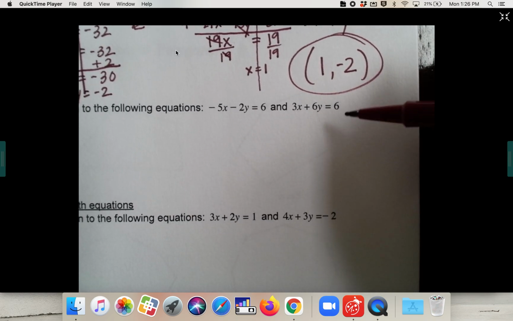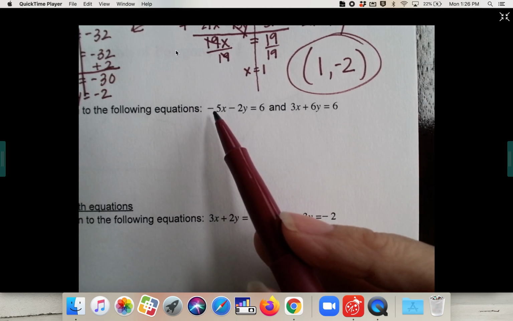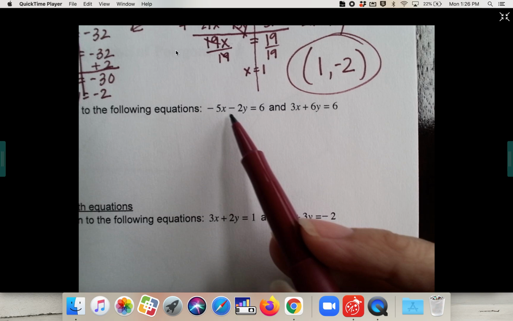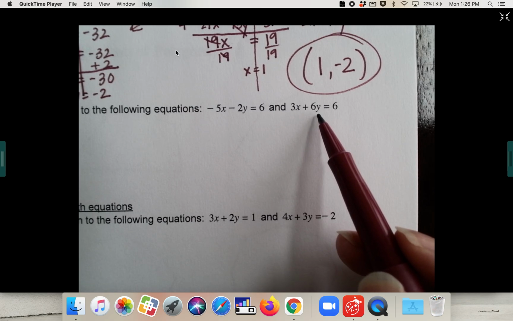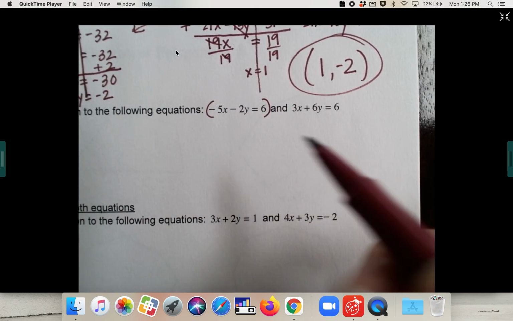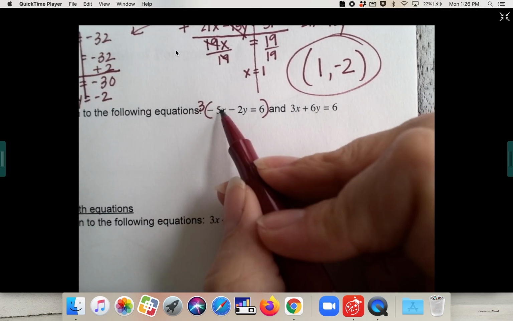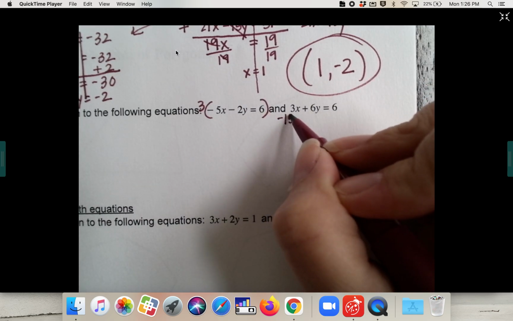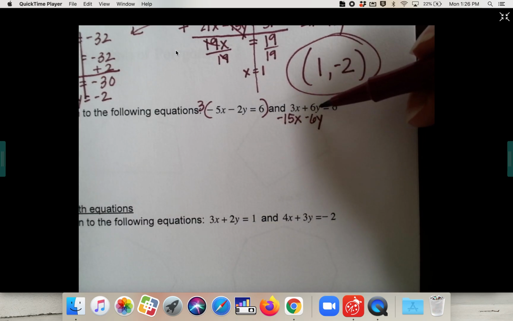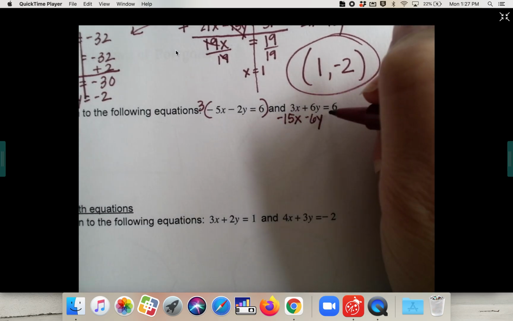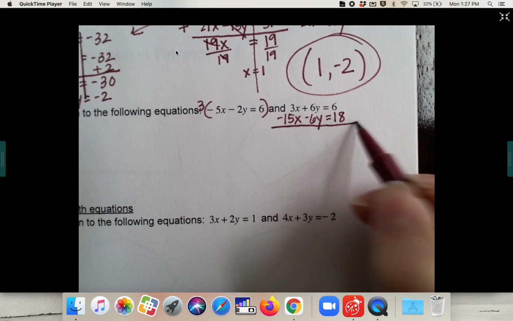All right, let's try the next one. So negative 5 and 3, I can't just take 3 and double it to get negative 5. That won't work. But I can take negative 2y and triple it, and it would be the opposite of positive 6y. So I'm going to take this first equation and multiply the whole thing by 3 and line it up underneath my other one. So that would be 3 times negative 5x is negative 15x. 3 times negative 2y is negative 6y, and that's why I'm doing it, because now I have opposites that will eliminate. And then don't forget, 3 times 6 is 18. If you multiply, you have to multiply all 3 terms.